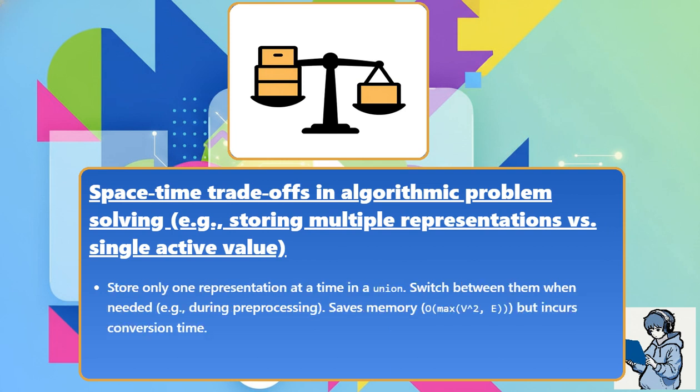Store only one representation at a time in a union. Switch between them when needed, for example during preprocessing. Saves memory, O(max of V squared and E), but incurs conversion time.